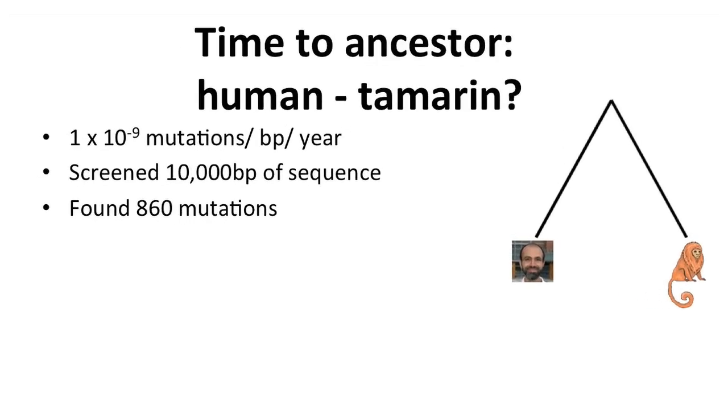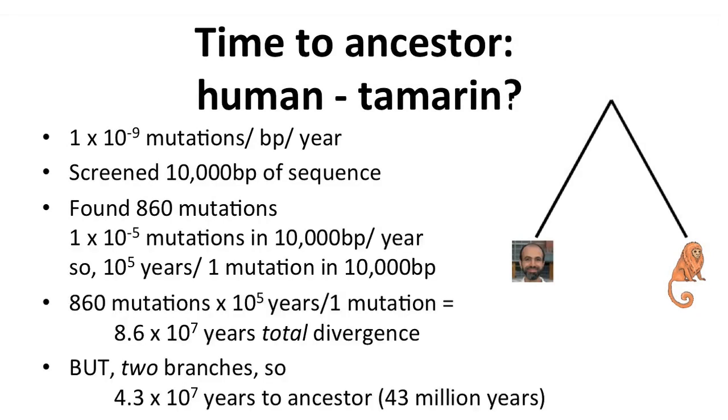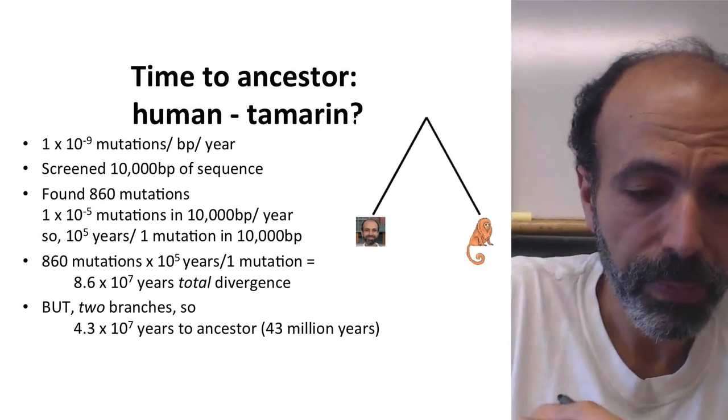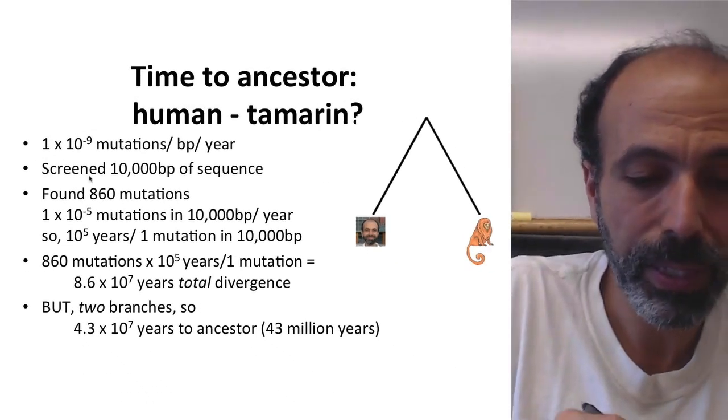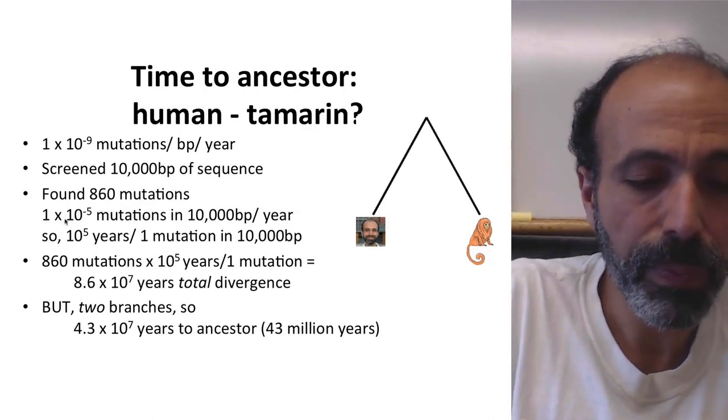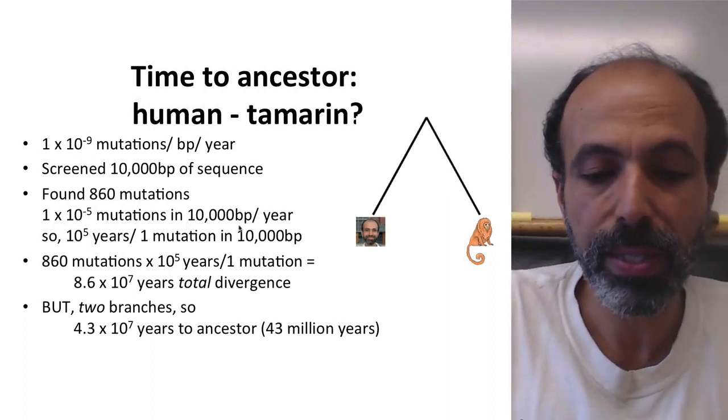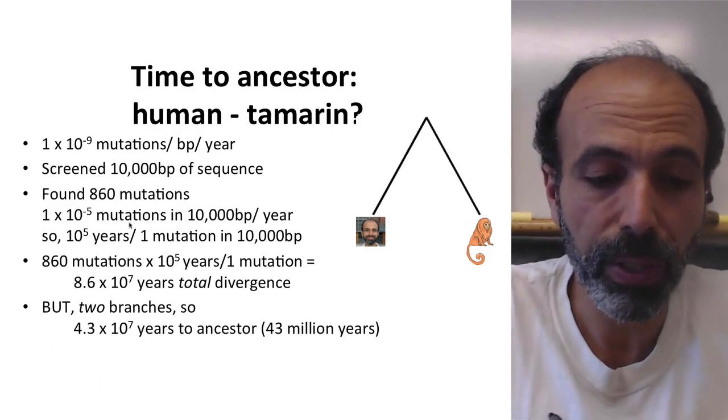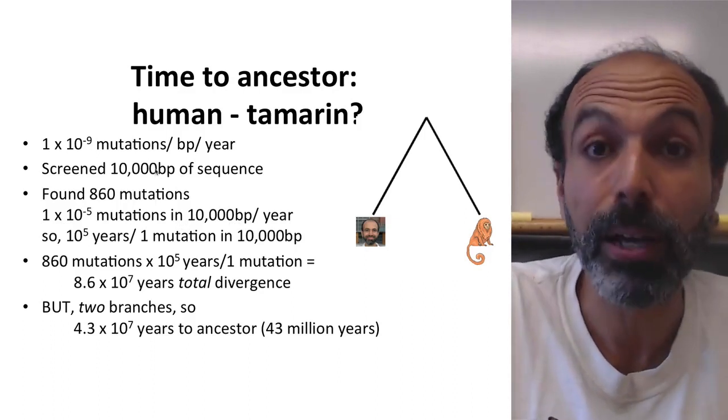Well, I hope that wasn't too challenging. Now, let me walk you through this one just like we did the previous one. So this is just filling in those same things. So we said that we're looking at 10,000 base pairs. That's the same as 10 to the 4th base pairs. So 10 to the 4th times 1 times 10 to the minus 9th. So that would be 1 times 10 to the minus 5th mutations in 10,000 base pairs. Right? So all I do is just multiply 10 to the minus 9th by 10,000.